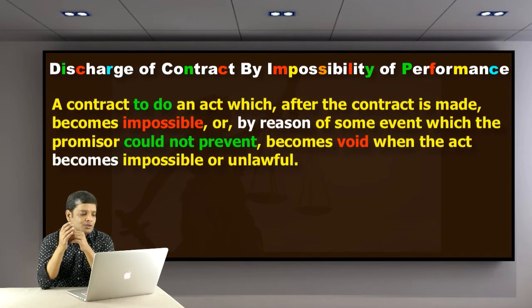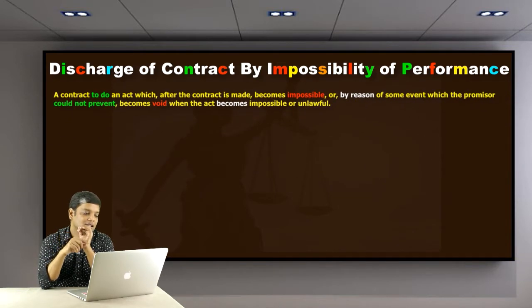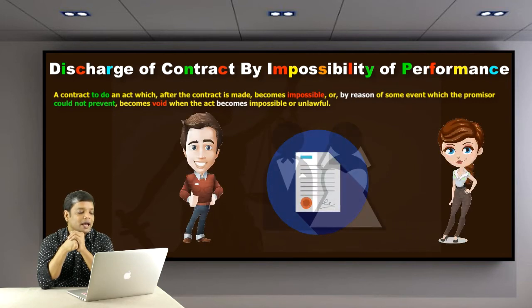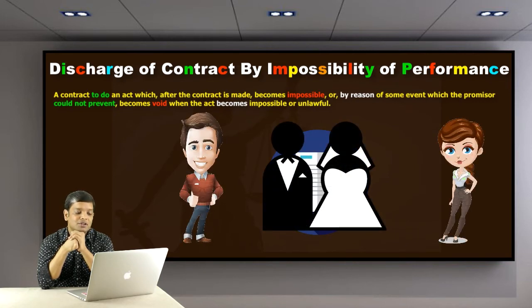A contract to do an act which, after the contract is made, becomes impossible, or by reason of some event which the promisor couldn't prevent, unlawful, becomes void when the act becomes impossible or unlawful. Okay, so this is clear. Nevertheless, see the example given here. A and B contract to marry each other. Before the time fixed for the marriage, A goes mad. The contract becomes void.